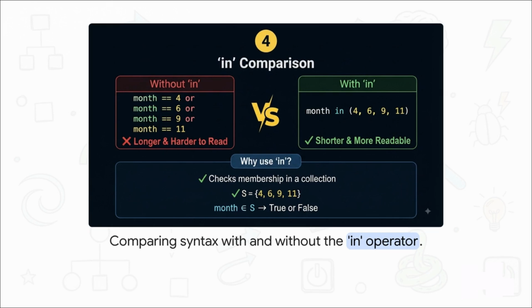It's a ton of typing. But switch to the Pythonic in membership operator and it's an absolute game changer. You just ask, hey, is the month in this collection of numbers? It checks membership in a flash. It's shorter, infinitely more readable, and just a massive upgrade for maintaining your code.